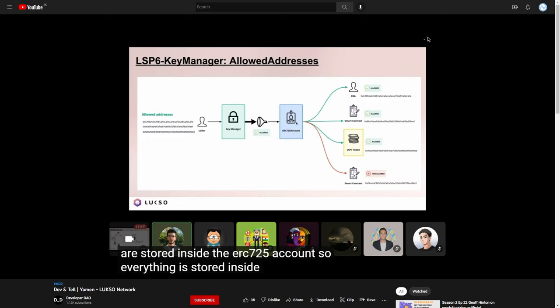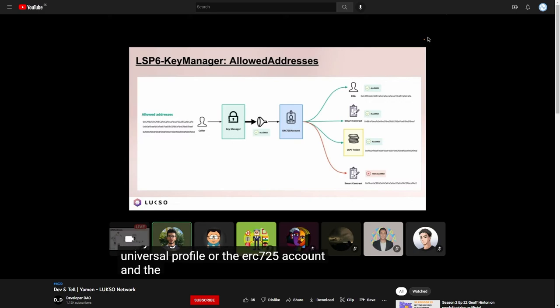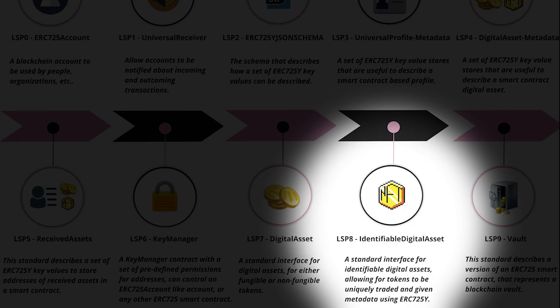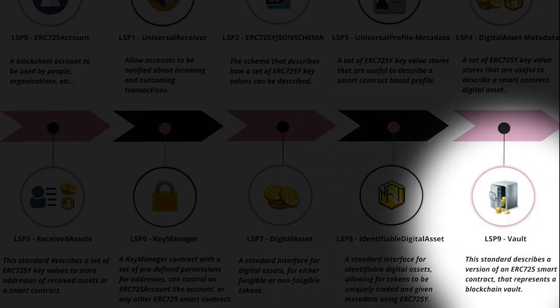Everything is stored inside the universal profile, the ERC-725 account, and the key manager just reads and filters whether he's allowed or not based on these permissions stored inside the ERC-725 account. The seventh standard brings an interface for all our assets. LSP8 allows for unique token trading. And lastly, we have the vault.